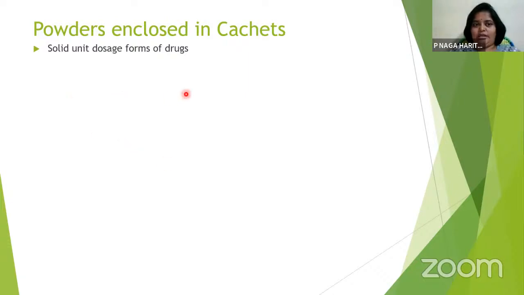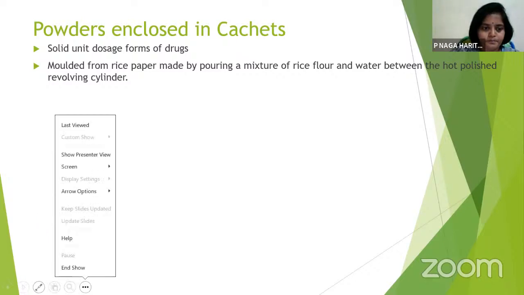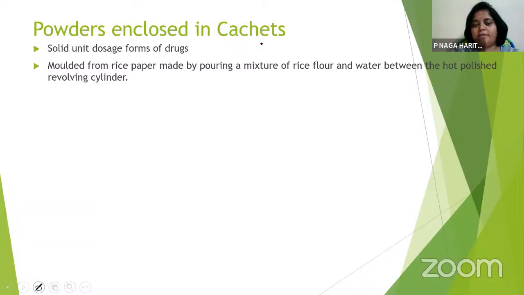So these are solid unit dosage forms and they are molded from rice paper, which is made by pouring a mixture of rice flour and water between hot revolving cylinders. So let me show you how they look. For example, these two are the cylinders that are present and they will be rolling. These are the hot rolling cylinders.